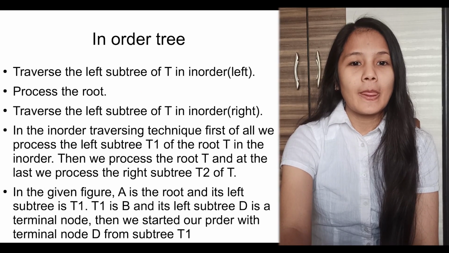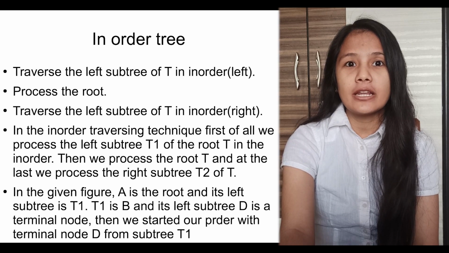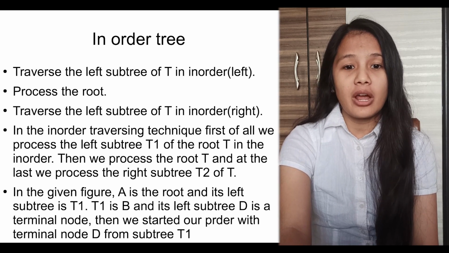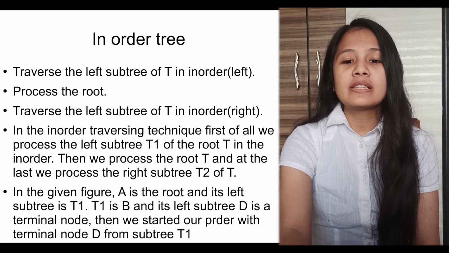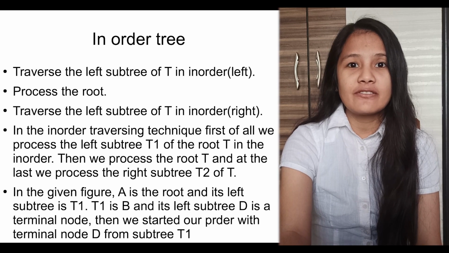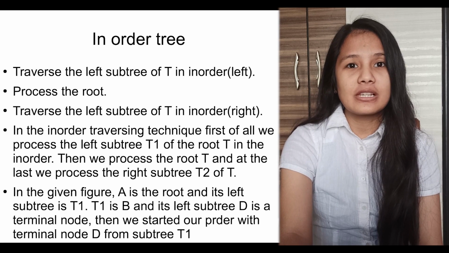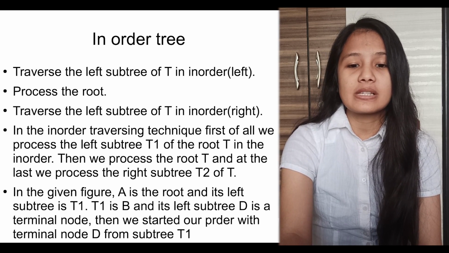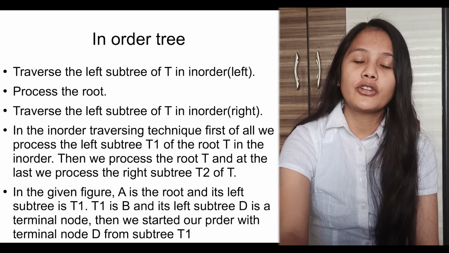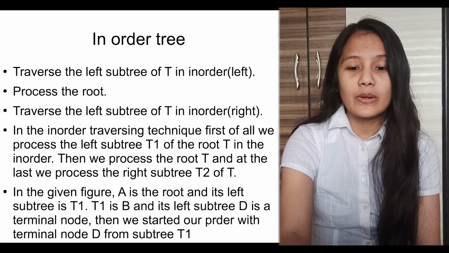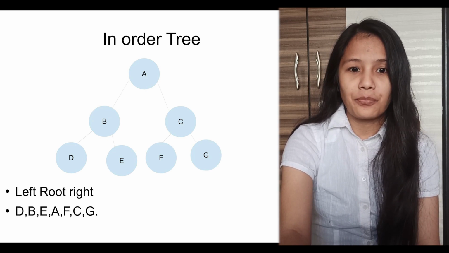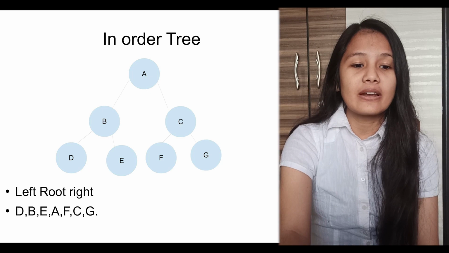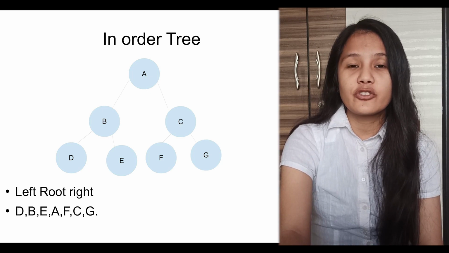In-order traversal: traverse the left subtree of T in in-order, process the root, traverse the right subtree of T in in-order. In the in-order traversing technique, first of all, we process the left subtree T1 of the root T in in-order, then we process the root T, and at the last we process the right subtree T2 of T. You can see that the figure is given, and B is at the left and D is the terminal node. So what we are going to do in this figure is left, root, right. This is the process which we are going to follow.